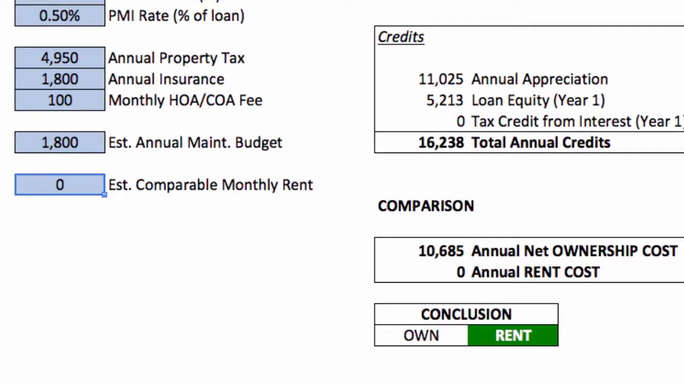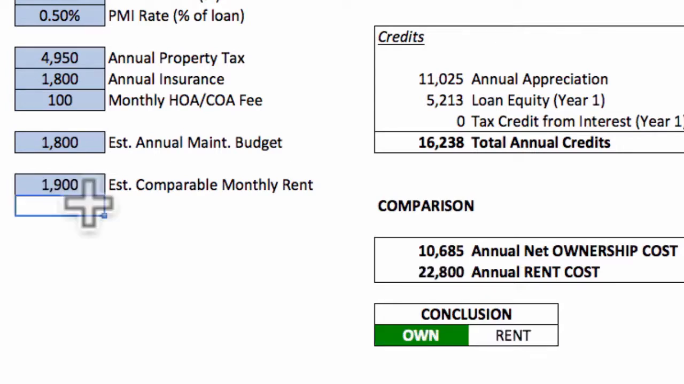Now this next field, the comparable monthly rent, is the only field that we have to put in for rental costs. Everything else that we've put in here is going to help us calculate our true cost of ownership, and we're not accounting for utilities because we'd have to pay that regardless if we rented or we own that house. On this particular house, I know that the rents are going to be about $1,900 per month. So now after we put that in, you see automatically down here under conclusion, without breaking this down, it says that it's financially better to own that property than it is to rent it. So let's break that down.